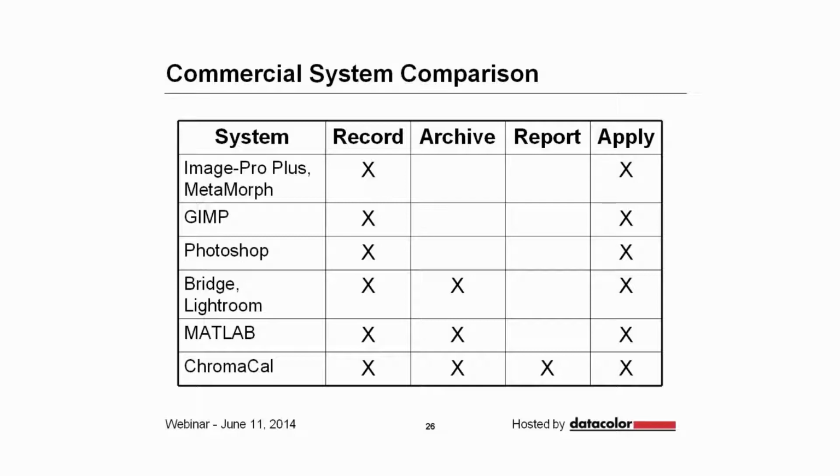Bridge and Lightroom, which are both Adobe products, and MATLAB will also prevent you from saving over the original. And there's been a fair amount of work in Photoshop to try to help that from happening, but it isn't foolproof. MATLAB, you'd have to program yourself to do that. There's a new product called ChromaCal, and I'm rather impressed with this one because it not only records what you're doing, but it also prevents you from saving over the original, and then also labels the image so that you've now reported that you've done something to it, and it applies post-processing.